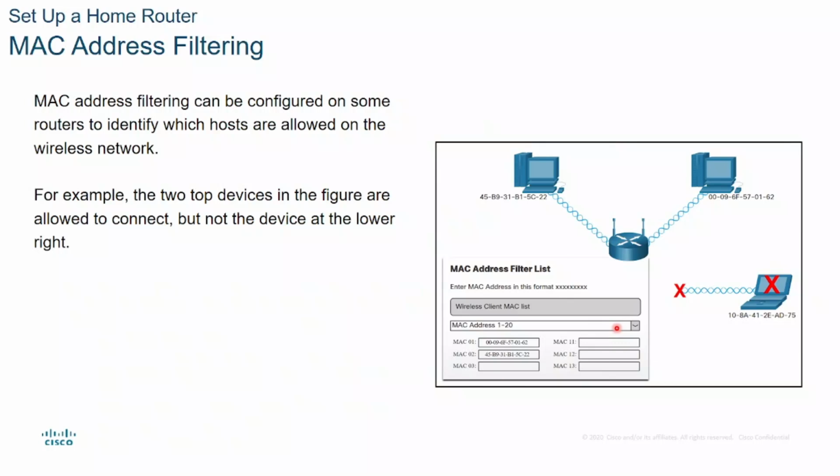So we also have MAC address filtering. MAC address filtering can be configured on some routers to identify which hosts are allowed on the network. For example, the top two devices in the figure are allowed to connect, but not the device on the lower end. So you can block someone from connecting to your network. When you block someone, what is actually being blocked is a MAC address. So when next that MAC address attempts to connect to that particular router, it will be kicked out again.